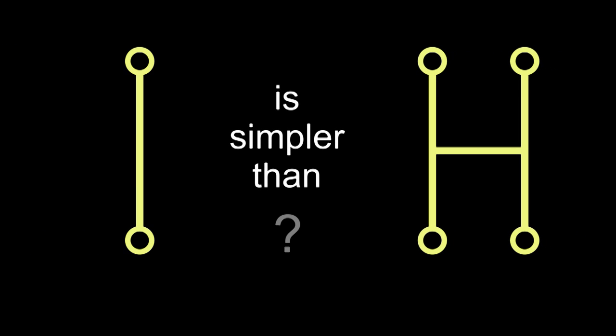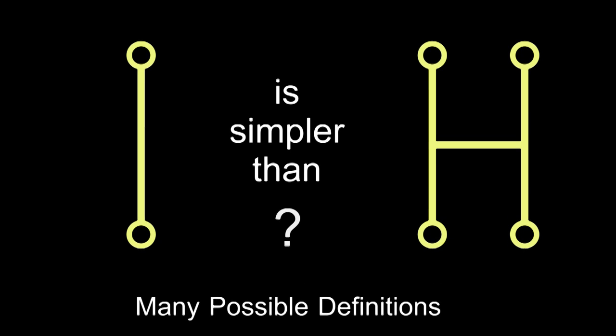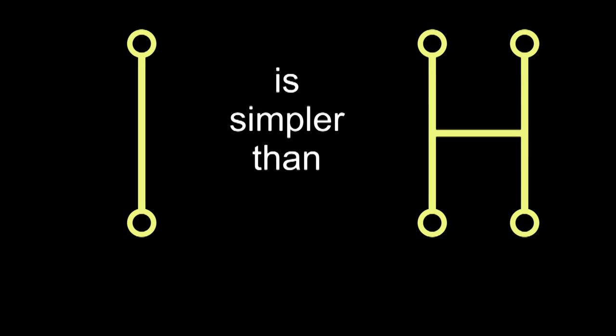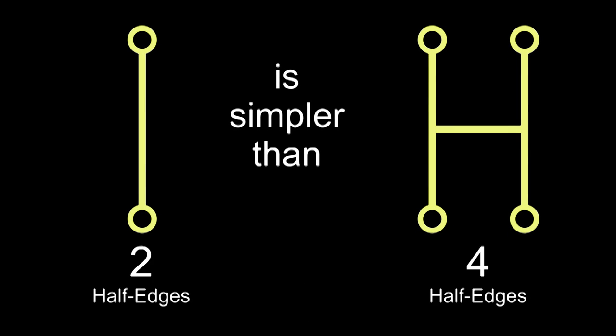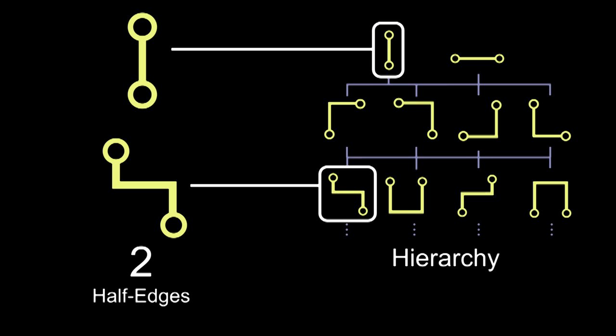What do I mean when I say that one graph is simpler than another? There are many ways we could define simplicity or complexity, but for our purposes, a graph is simpler than another graph if it has fewer half edges. If they have the same number of half edges, a graph is simpler if it was added to the hierarchy first, before the other graph.